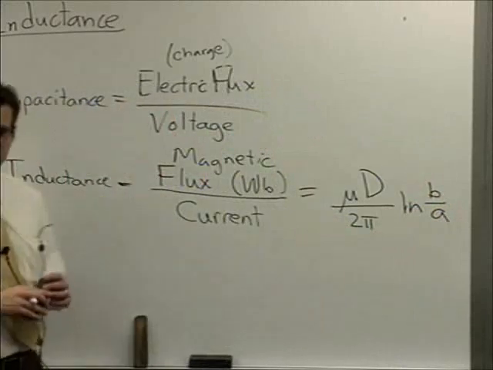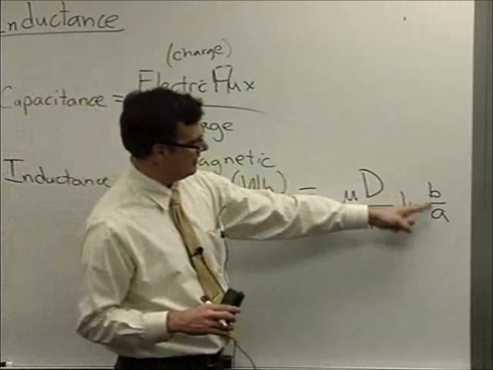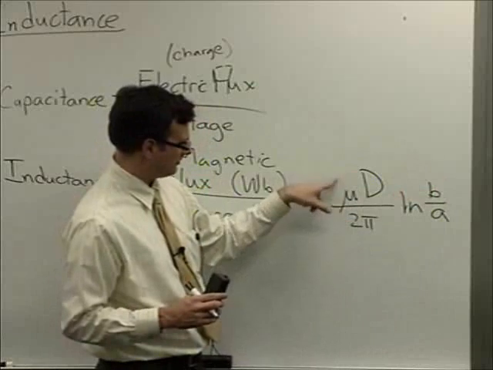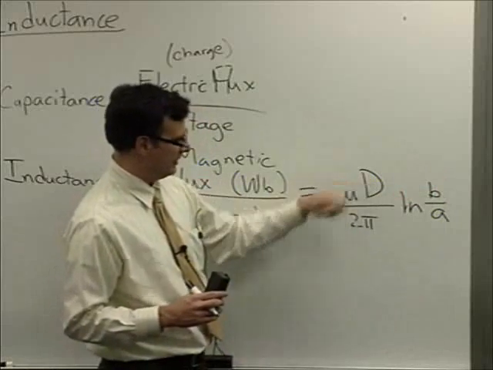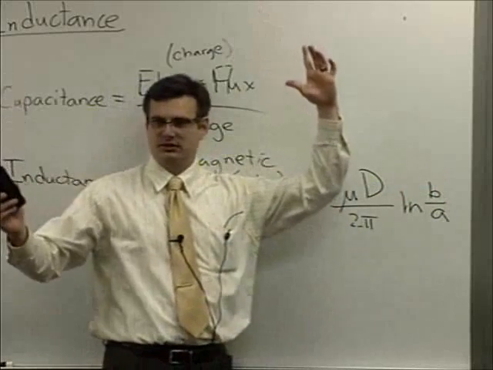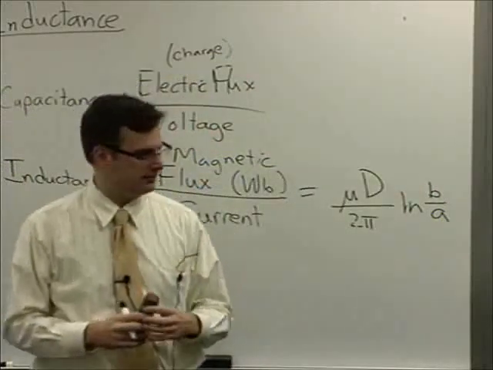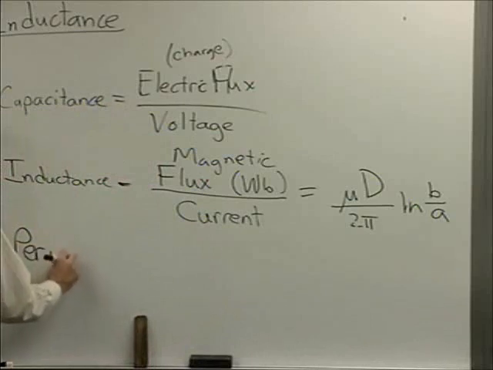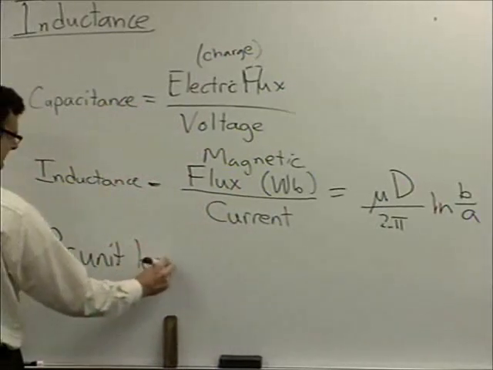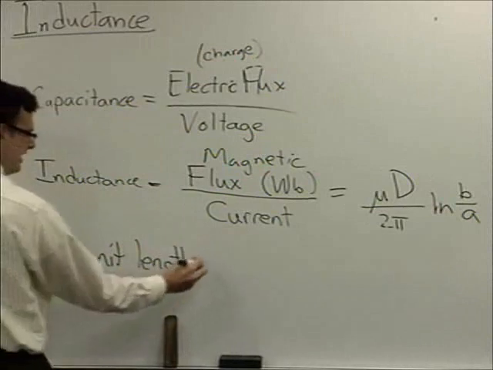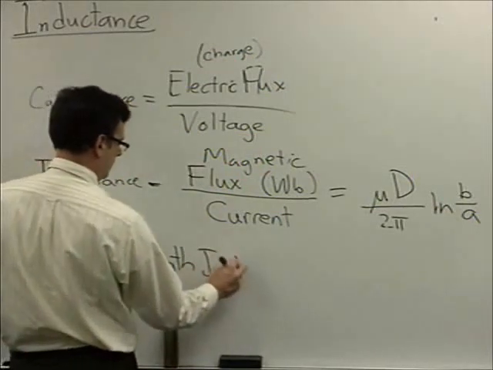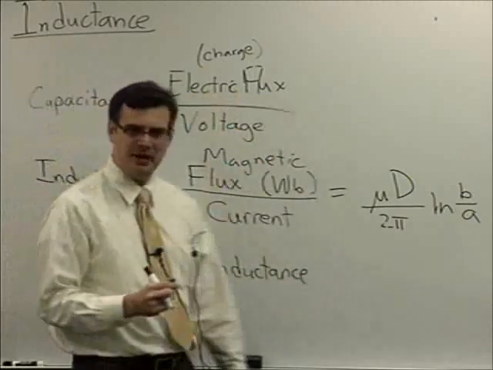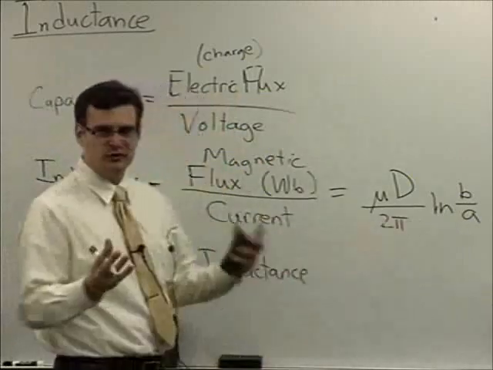Does that dimensionally check out? Well, let's see. I've got meters over meters in a logarithm, so that's unitless. That's just a constant. Henries per meter, meters, I get henries. That's a unit that we all know is inductance. If I want per unit length inductance, as if I was doing a transmission line analysis, I've got to divide by my length d to get henries per meter.